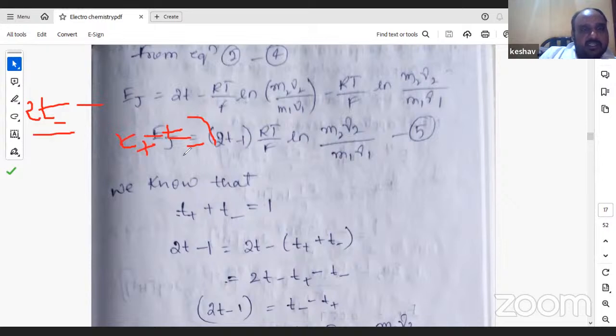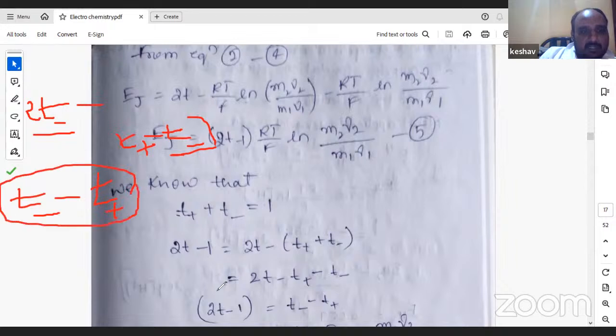Here 2t minus is there. Here 1t minus will be there. From that we'll get t minus only. 2t minus like 1t minus with only 1t minus. Then minus of t plus. Therefore, this is the equation we will get.